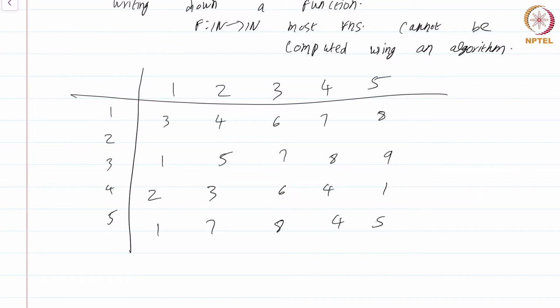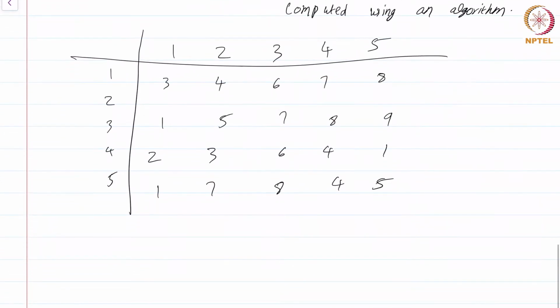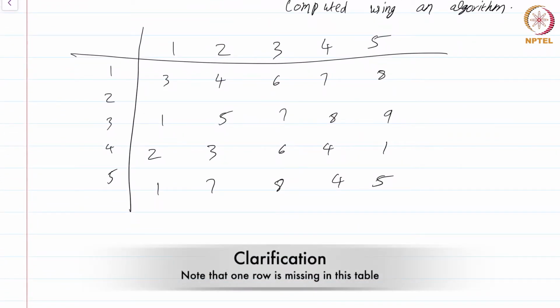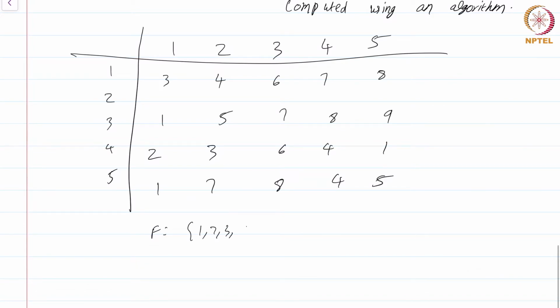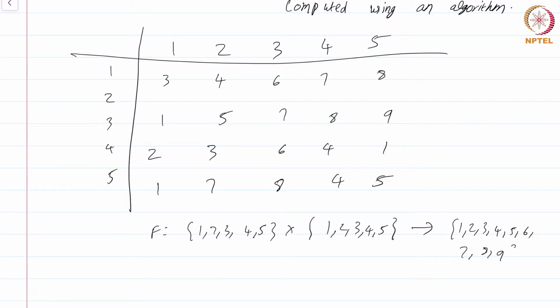Now what is this table saying? It seems a bit convoluted. Originally I was going for a function from 1, 2, 3, 4, 5 to 1, 2, 3, 4, 5. But what I have written down is actually a bit more general. I have constructed a function from the Cartesian product 1, 2, 3, 4, 5 cross 1, 2, 3, 4, 5 to 1, 2, 3, 4, 5, 6, 7, 8, 9. To find out what f of 1 comma 1 is, look at the first row, first column and see what it is. So it's clear that f of 1 comma 1 is 3.